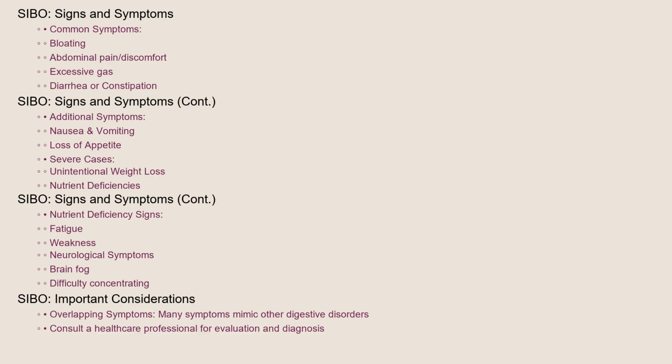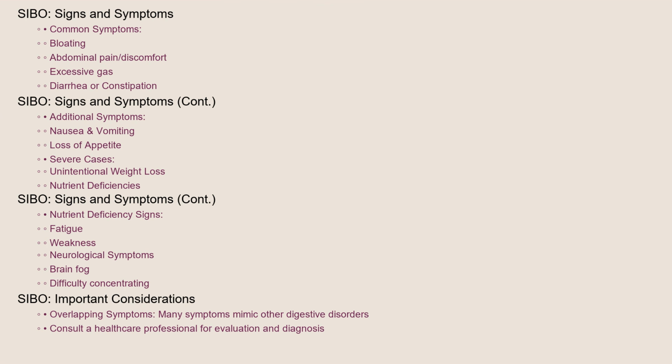It's important to note that SIBO can significantly impact quality of life, so proper diagnosis and management are crucial. The signs and symptoms of SIBO can vary from person to person, but there are some common indicators. The most frequently reported symptoms include bloating, abdominal pain or discomfort, excessive gas, diarrhea, and constipation. Some individuals may also experience nausea, vomiting, and loss of appetite. In more severe cases, SIBO can lead to unintentional weight loss and signs of nutrient deficiencies, such as fatigue, weakness, and even neurological symptoms like brain fog or difficulty concentrating. Because many of these symptoms overlap with other digestive disorders, it's essential to consult with a healthcare professional for proper evaluation and diagnosis.